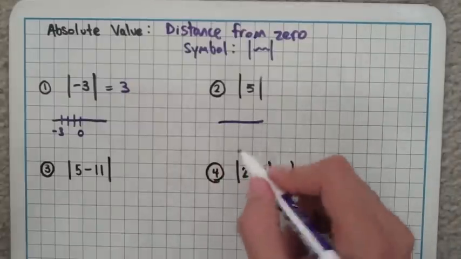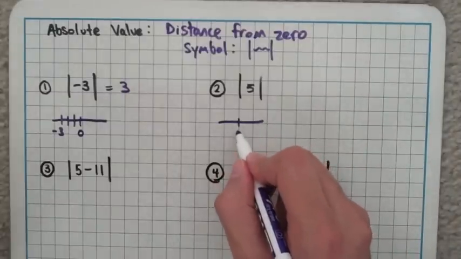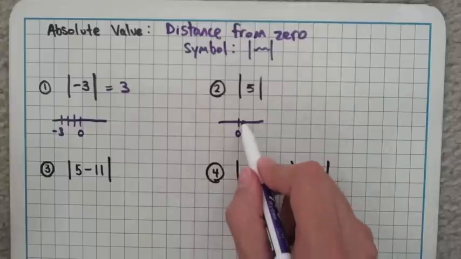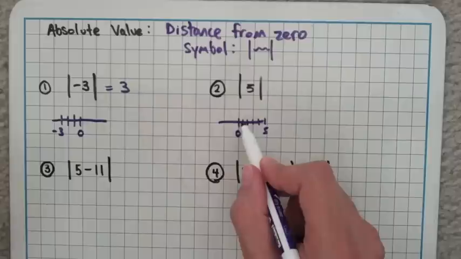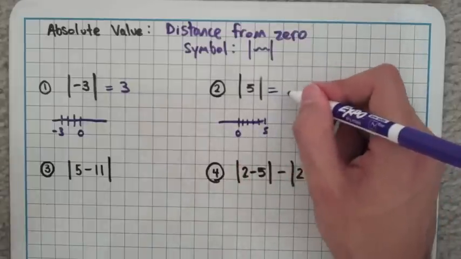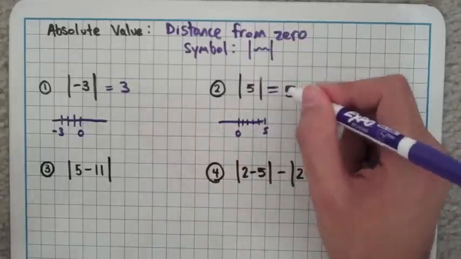Next problem here, I have the absolute value of 5. If I put down a number line right there, there's my 0. I got 1, 2, 3, 4, 5 over here. I am 1, 2, 3, 4, 5 units away. So the absolute value of 5 is 5.